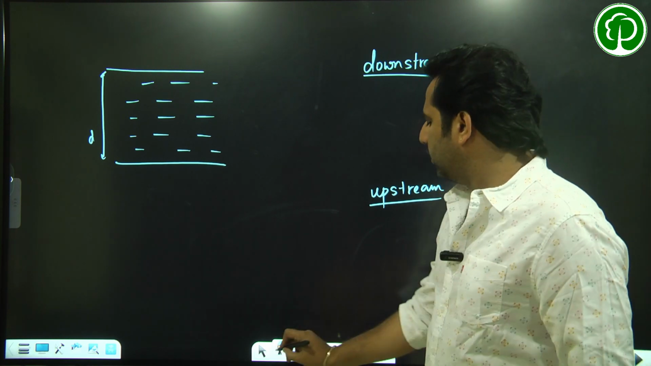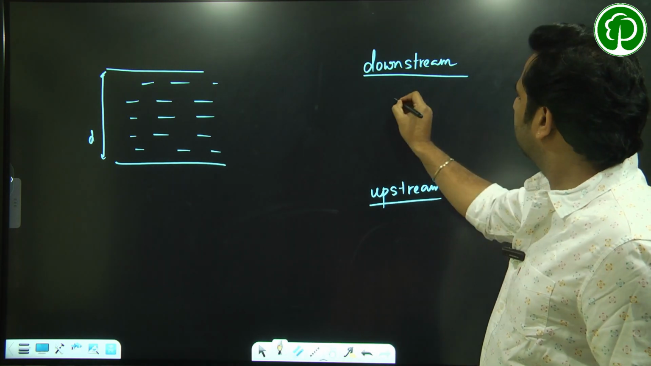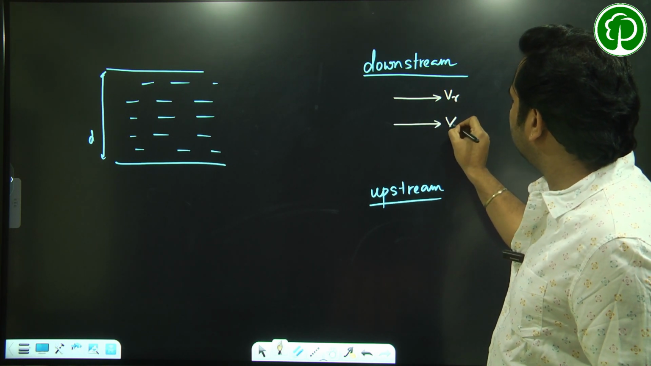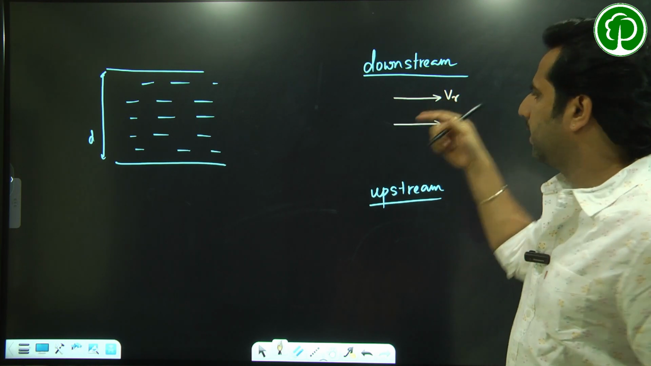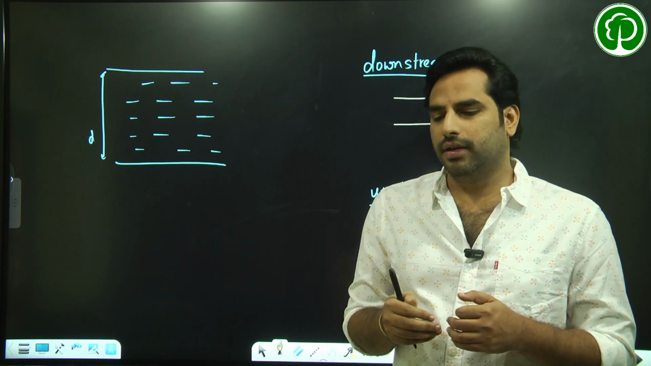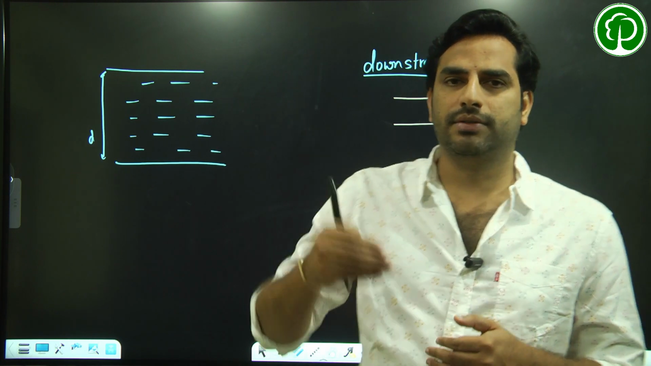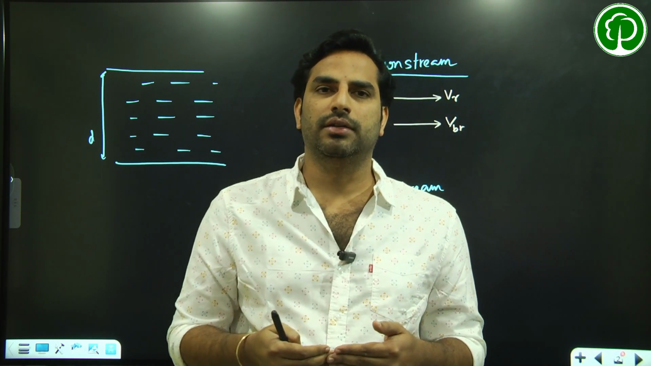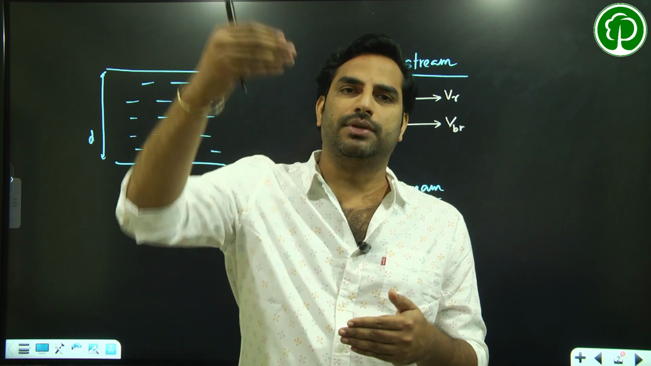So what is downstream? Say this is the velocity of the river, and velocity of the boat with respect to river is also in the same direction. This is known as downstream. It is like an escalator which is moving up. You're on the escalator, and with respect to escalator, you're again moving up. You're trying to go up.